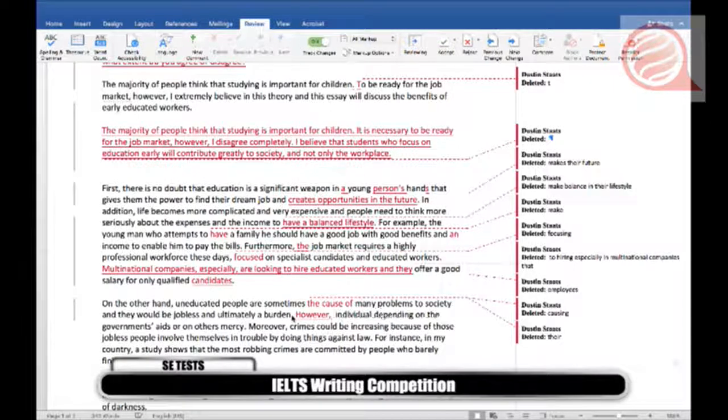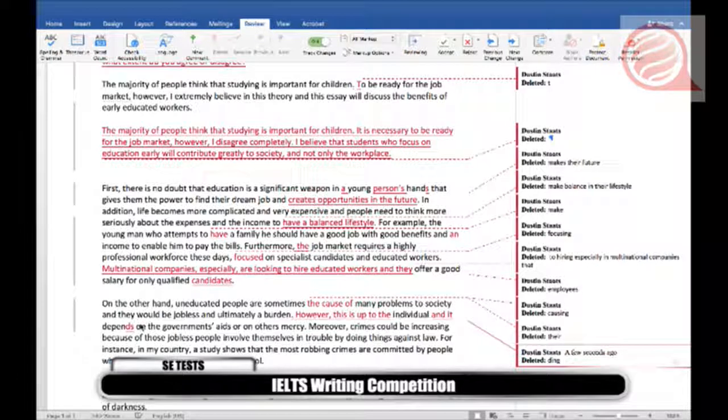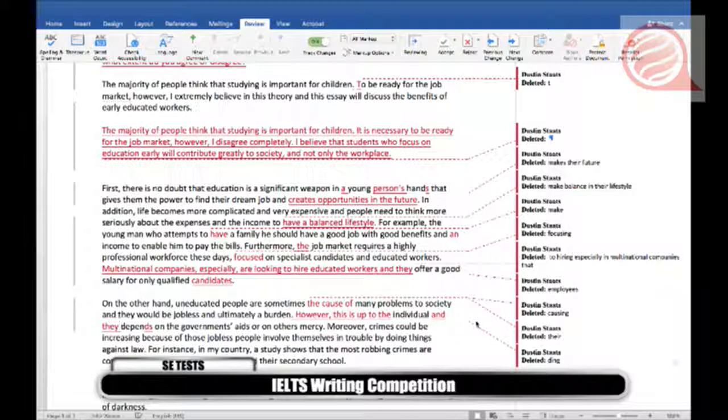However, this is up to the individual. And it depends on the government's aids or on others' mercy. Well, actually, we're talking about the individual. This is up to the individual. So they depend on the government's aids or other mercy. However, this is up to the individual and if they depend on the government's aids or on others' mercy. Okay.